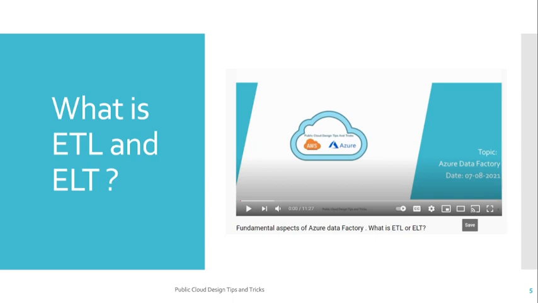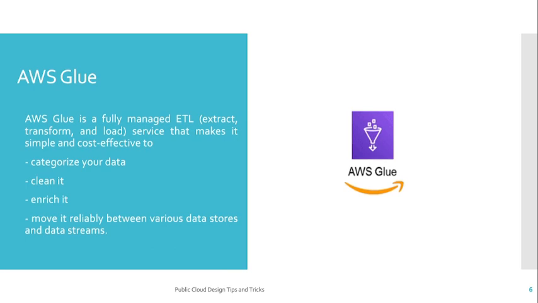So what is ETL and ELT? If you want to understand this, then please visit my previous video to understand the functionalities of ETL and ELT and how it works. So let's focus on AWS Glue. AWS Glue is a fully managed ETL (extract, transform and load) service that makes it simple and cost effective to categorize your data, clean it, enrich it, and move it reliably between various data sources and data streams.